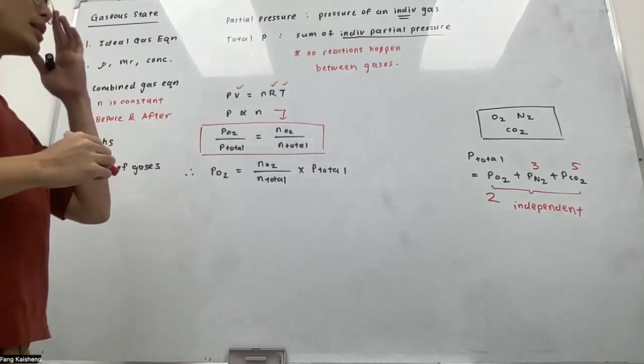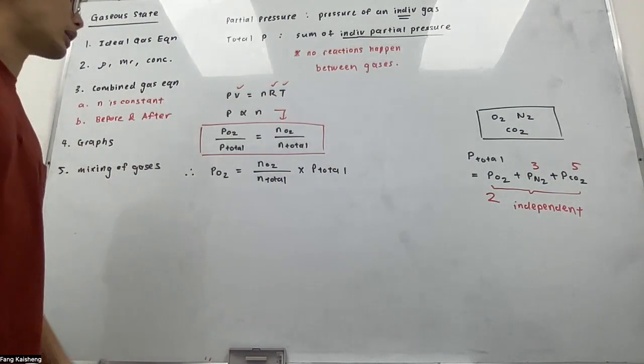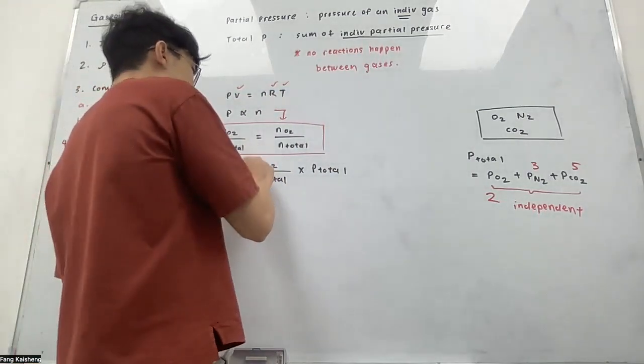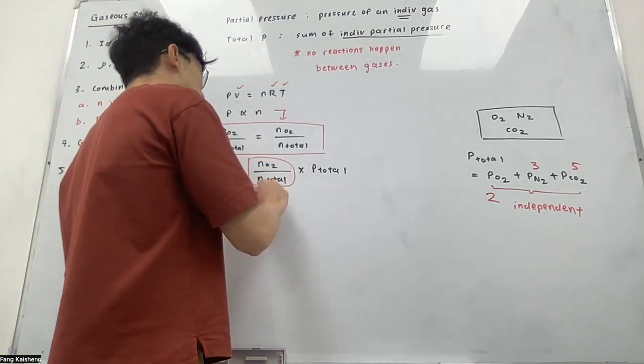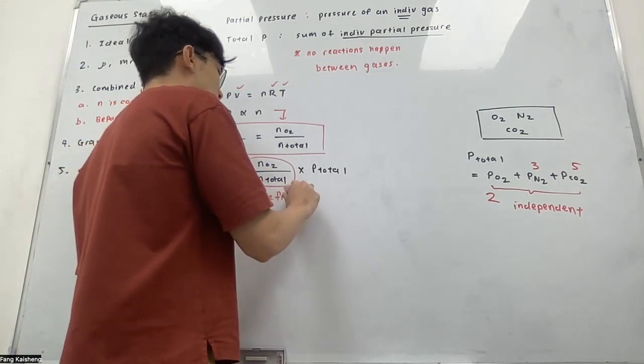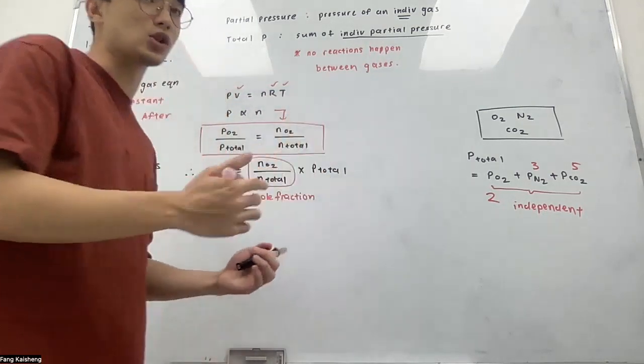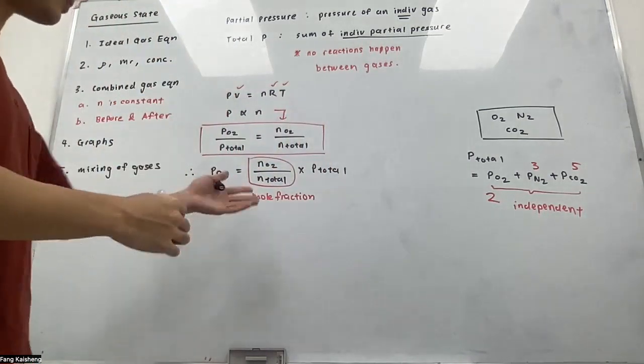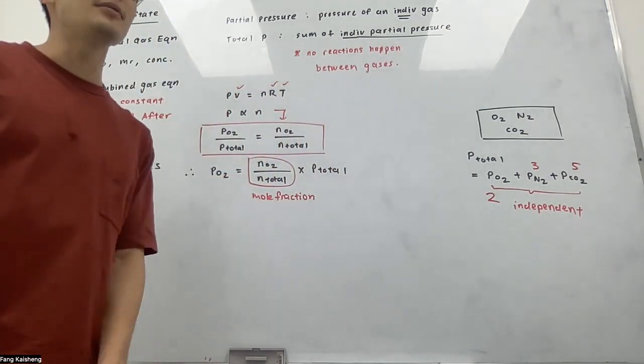So the main idea is that once we have all this down, I just want to introduce some terms. This is also known as mole fraction. So if the question says mole fraction, it literally means the number of moles of the gas over the total number of moles. It speaks for itself.